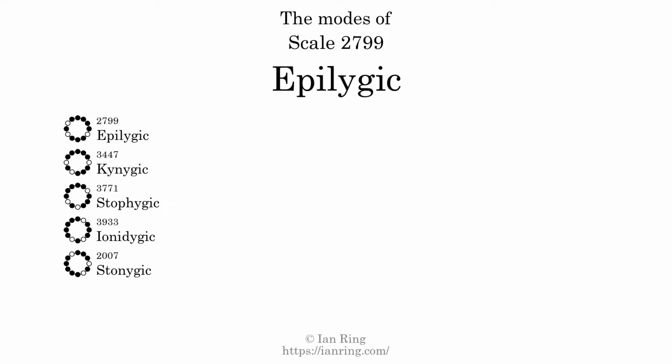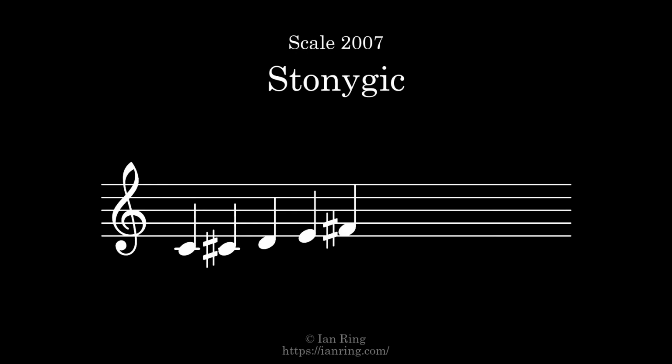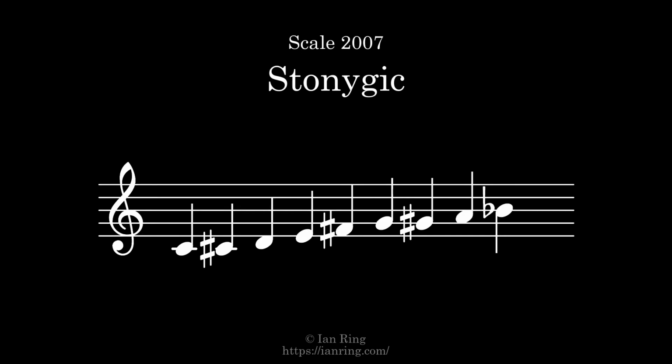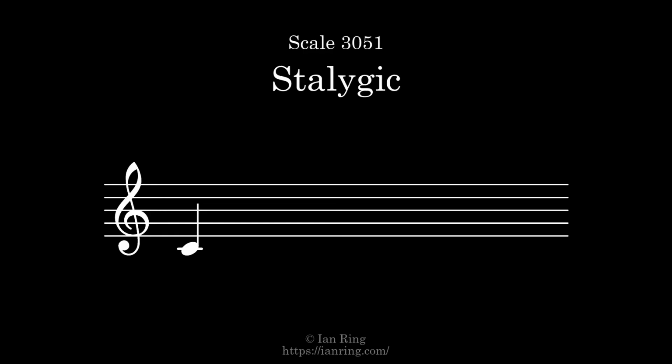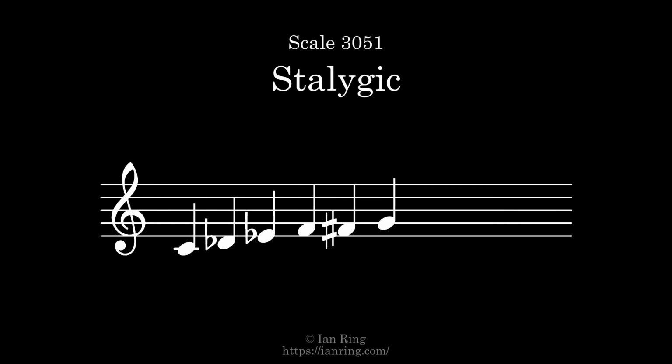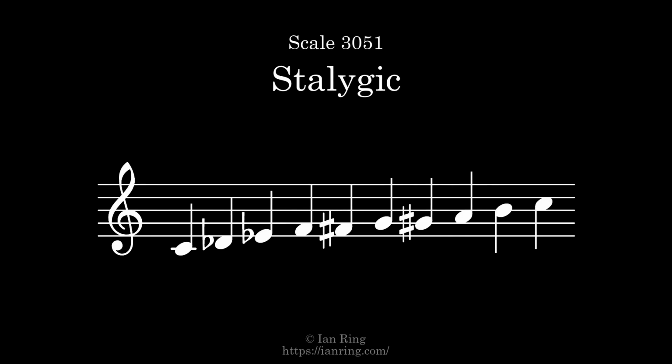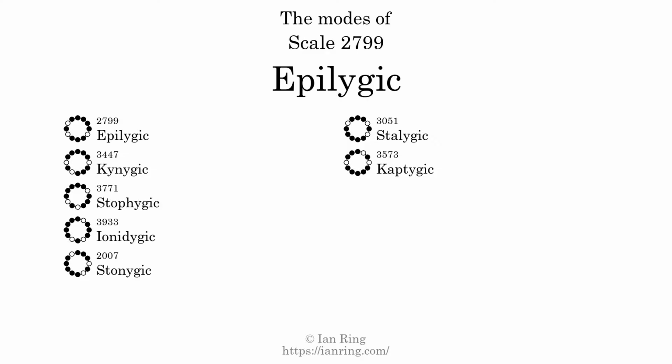The fifth mode is scale 2007, also known as Epilygic. It sounds like this. The sixth mode is scale 3051, also known as Epilygic. It sounds like this. The seventh mode is scale 3573, also known as Epilygic. It sounds like this.